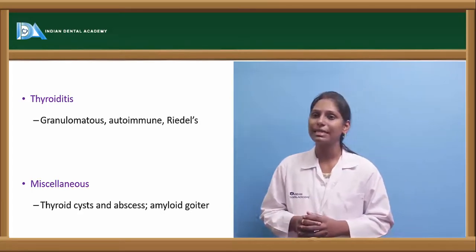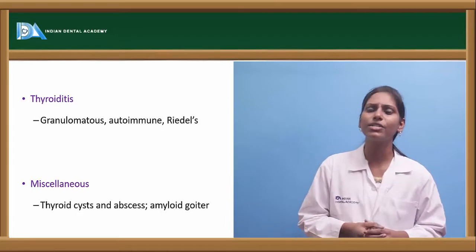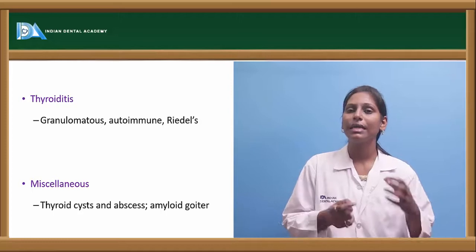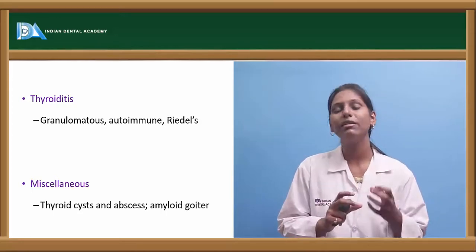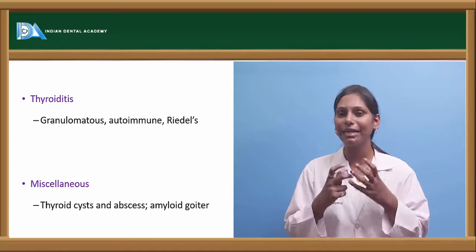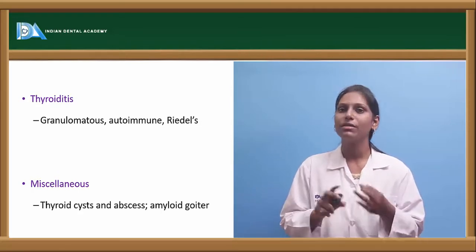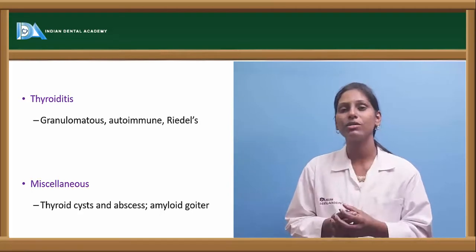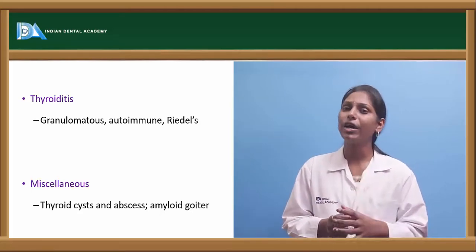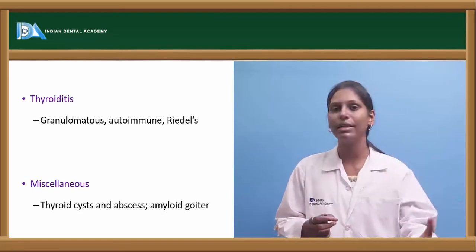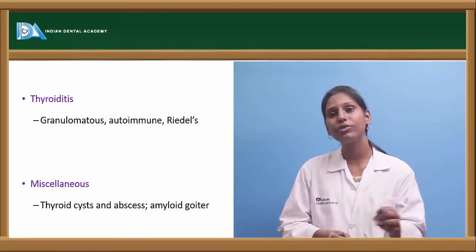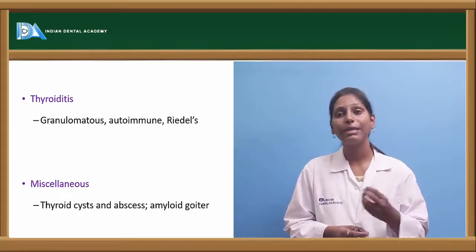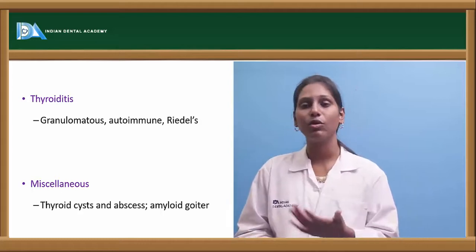We have something called Riedel's thyroiditis, and in miscellaneous conditions of the thyroid, we have thyroid cysts, thyroid abscesses, and amyloid goiters. As we know, there will be deposition of amyloid material within the thyroid gland, leading to swelling, which can be edematous, soft, and smooth surfaced. By the time we encounter an amyloid goiter, there can be diffuse deposits of amyloid material in various internal organs and viscera. There can be tongue amyloidosis associated with this amyloid goiter.